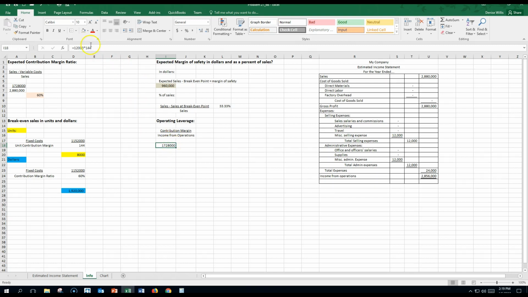And we are going to divide that by our income from operations. So this equals income from operations right there. And let's do the actual math here. So this equals contribution margin divided by income from operations. And that is not right. Hold on one second.